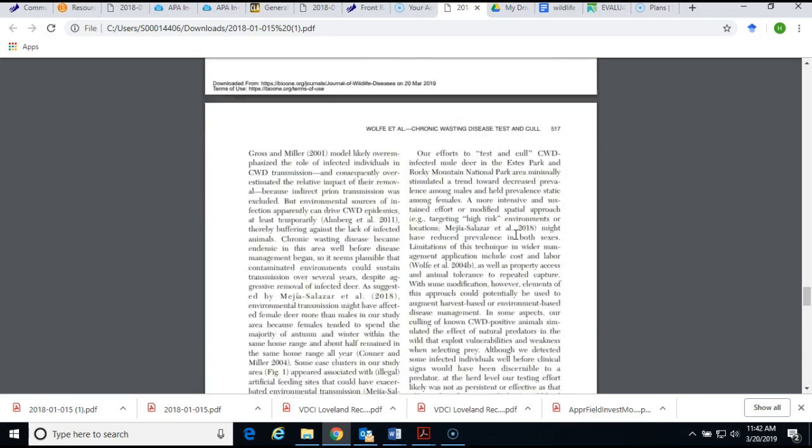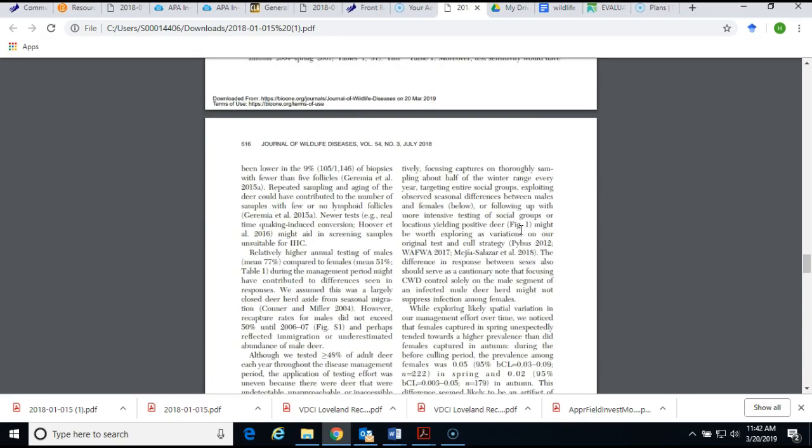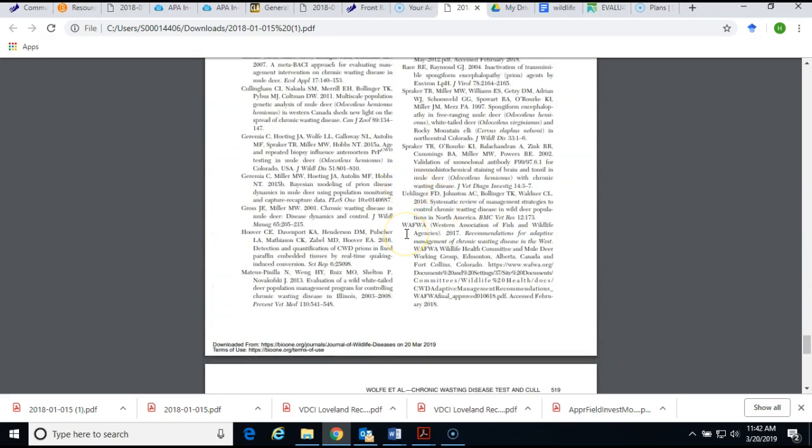So now you can cross-reference. If you find something in the article that was interesting and you want to find that article, you can just come down to the literature cited, go to the author's last name and the year, and find the name of the article that they were referring to.